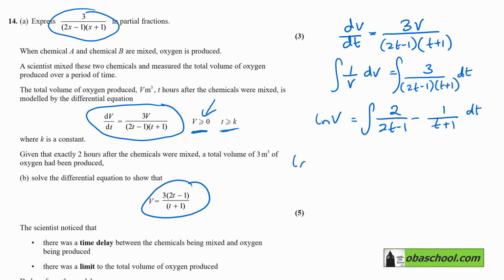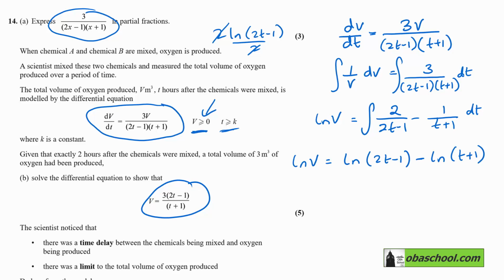And so my ln V is equal to, if we integrate this, ln(2t take away 1), divide by the differential of the inside function, which is 2, and that will cancel with the 2 on top. So it's going to be ln(2t take away 1). What we're doing there was ln(2t take away 1) divided by 2, and that cancels with the 2 that was already there. And then the next one is going to be ln(t plus 1). Again, I don't need to worry about the modulus.